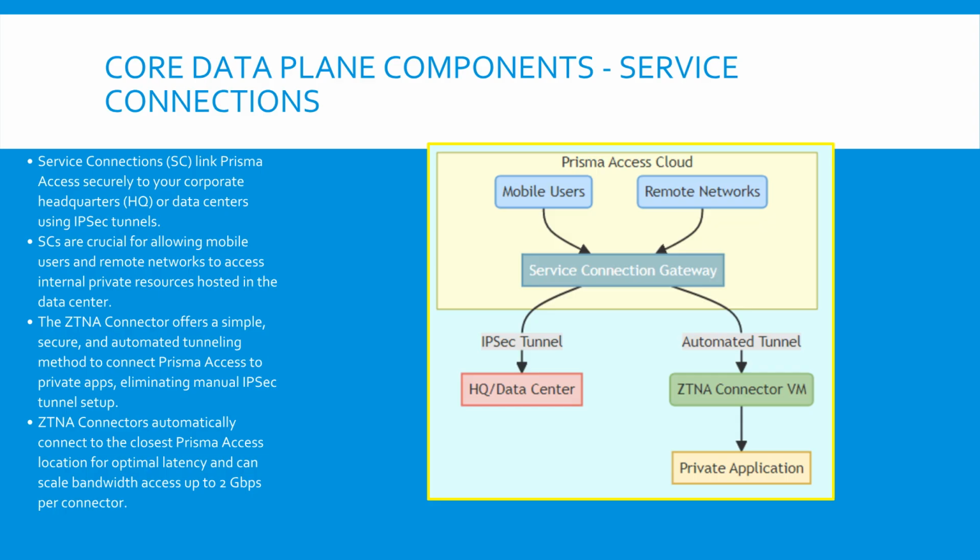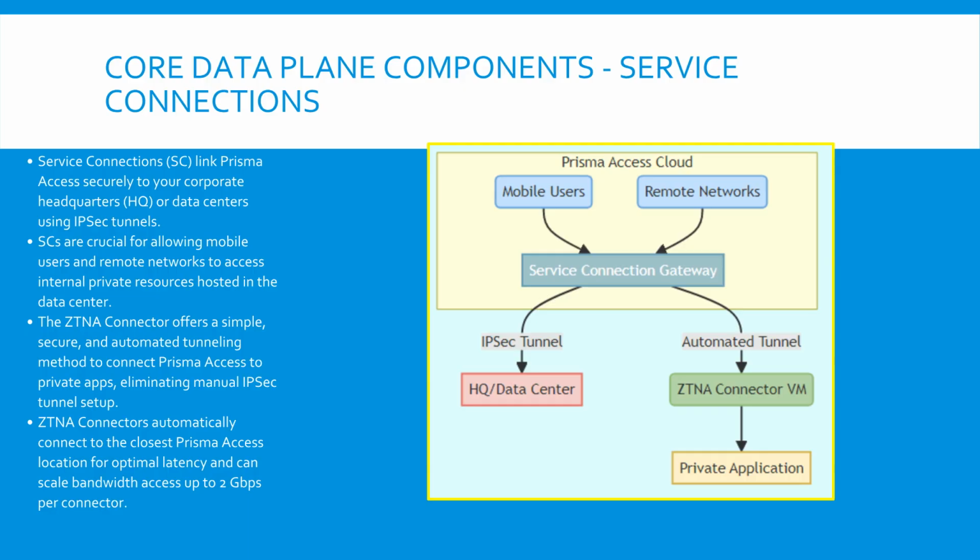A modern and streamlined alternative for accessing private applications is the ZTNA connector. This component simplifies the process significantly by automatically establishing secure tunnels to your private apps, removing the need for manually setting up complex IPsec tunnels and routing to data centers. ZTNA connectors also provide high bandwidth access, scaling up to 2 gigabits per second per connector.